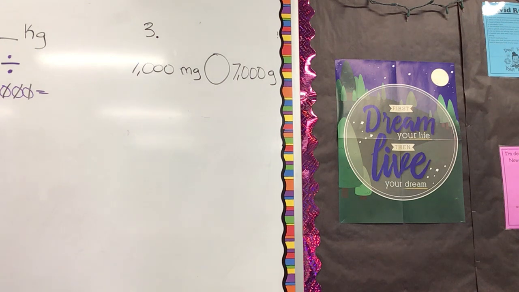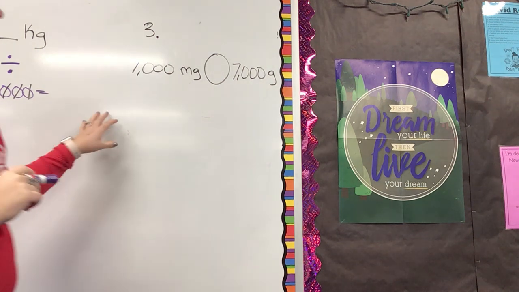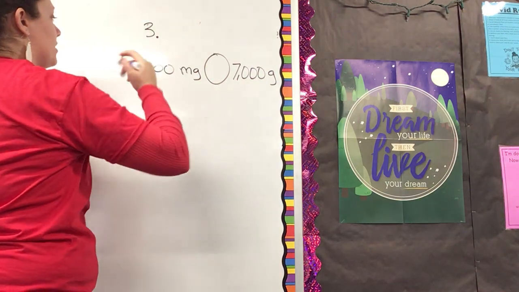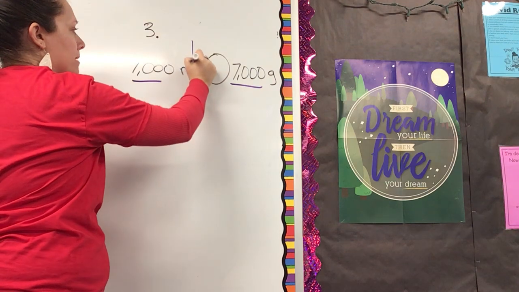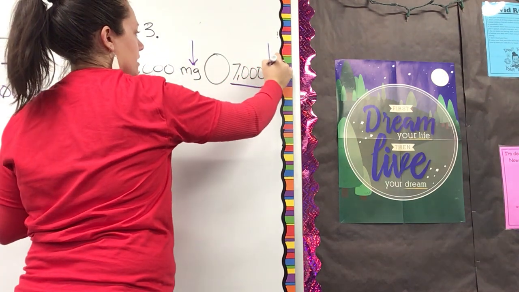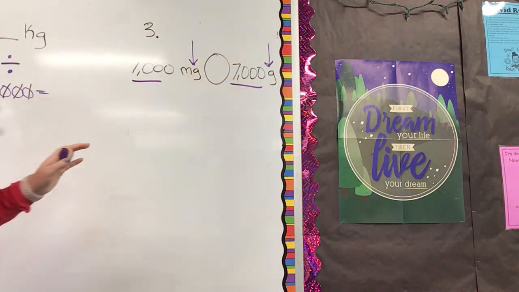Malia? Because the measurements are different, but they're both the same number, so whatever measurement is bigger. Good. So they have the same number. They're both working with 7,000 here. So now I just need to look at my measurements. Which measurement here? Let's go with smaller. Which measurement is smaller here?